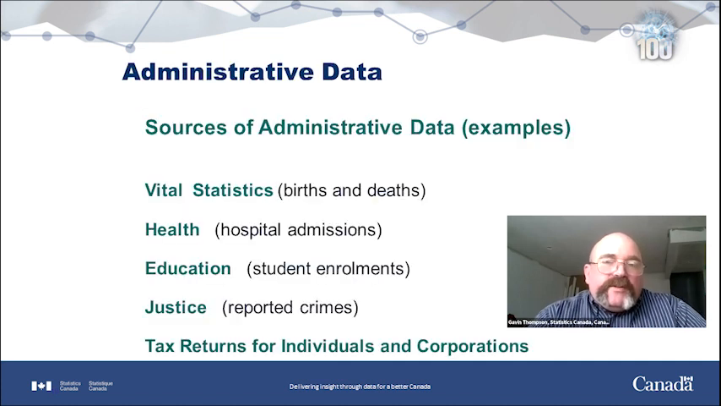Sources of administrative data. So here's some examples, like vital statistics, births and deaths. Health, we have hospital admissions. So in Canada, we have 10 provinces and 3 territories. Health is at the provincial level, so the federal government is not responsible for health. We have to enter into agreements with each of the 10 provinces and the 3 territories.